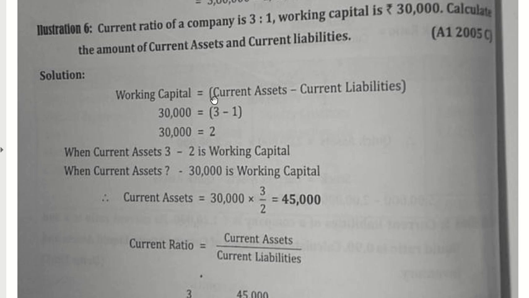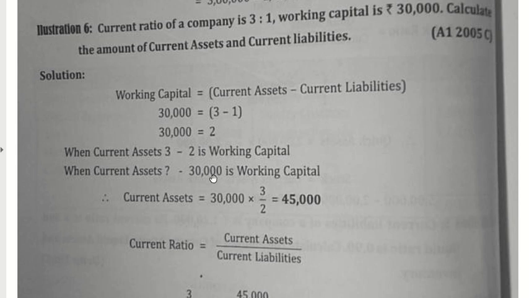So 30,000 they have given. Current assets minus current liabilities, nothing but your ratio, 3:1. So 3 minus 1, so 30,000 is equal to 2. So we understood by this that when current asset is 3, working capital is 2. And when current asset is, we don't know. Okay, we don't know what is current asset. The working capital is 30,000.